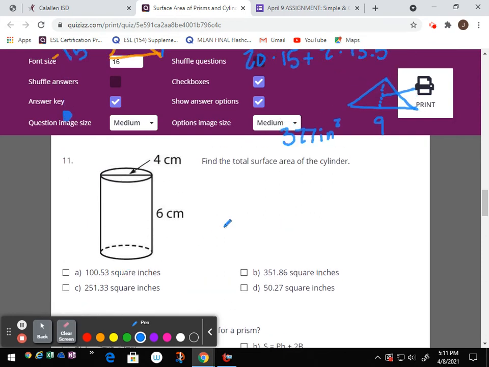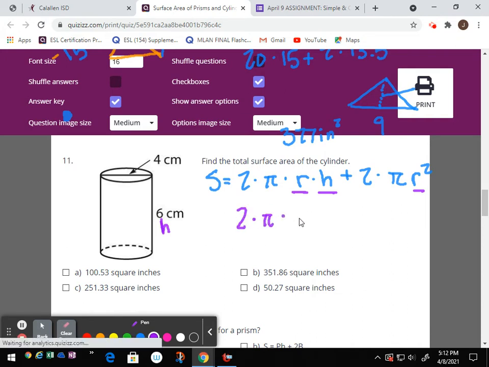Question 11 wants us to find the total surface area of this cylinder. Total surface area for a cylinder is 2 times pi times radius times height plus 2 times pi radius squared. So we need to know the radius and the height. When we look at the cylinder, we have a base on the bottom and a base on the top. They are 6 centimeters away from each other, so 6 is our height. We'll drop down to 2 times pi, we don't know our radius yet, times our height 6, plus 2 times pi times our radius squared.